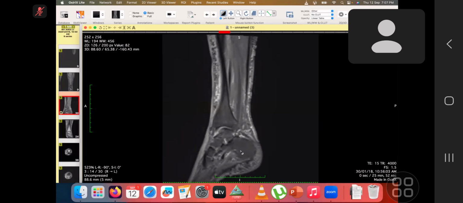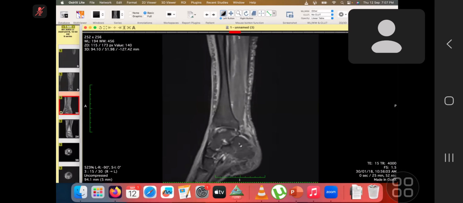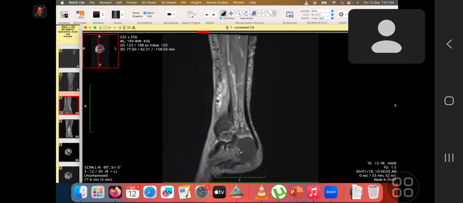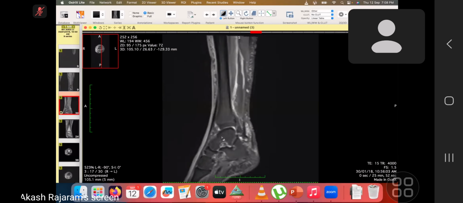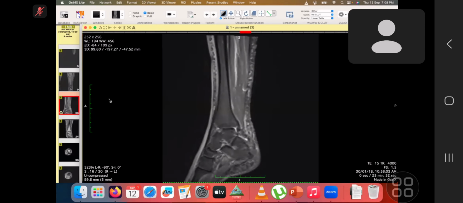In my routine practice, I've reviewed the rest of the sequences as well. There is no ankle subluxation identified, but the signal changes at the talar dome and the posterior subtalar joint could represent an infective process. Shall I review any other sequences, doctor?